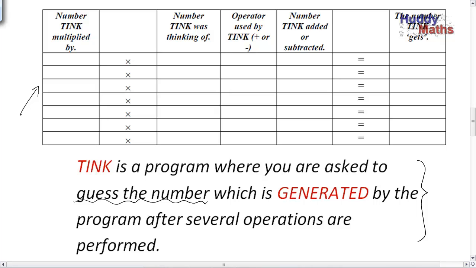So the calculator is going to run, you're going to run this program on the calculator and you're going to generate different numbers. And you have to guess what the calculator is generating. The program is called Tink, short for think, I think. Anyway, the number Tink was thinking of. Okay, so Tink is going to think of a number, which is going to be a mystery number. It's going to multiply by something, which it will tell you. It's going to add or take something away. And then it's going to give you the answer. So can you work out what the number was? It's similar to that algebra presentation.